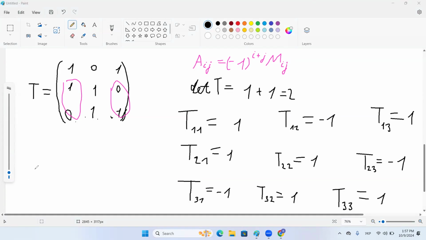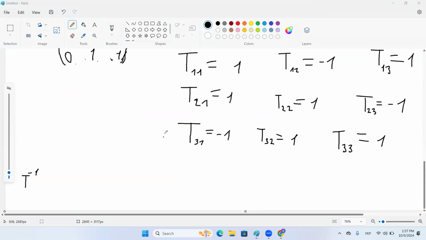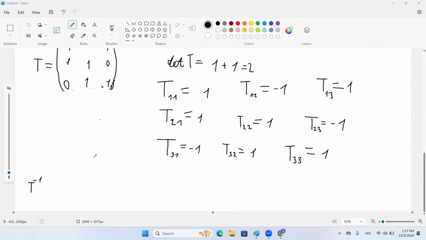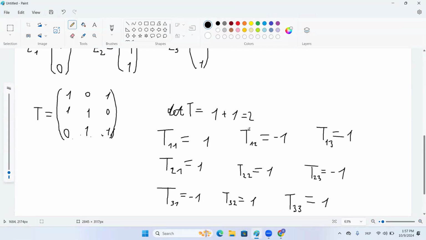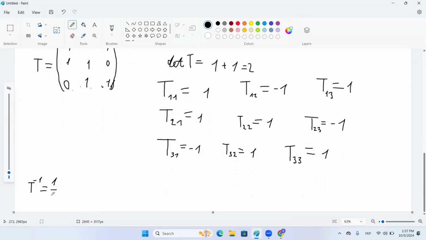So maybe some more questions. Okay, no questions. So let's move next. So the inverse matrix: the determinant is 2, so one half. And this matrix must be transposed. So this row will be the first column.